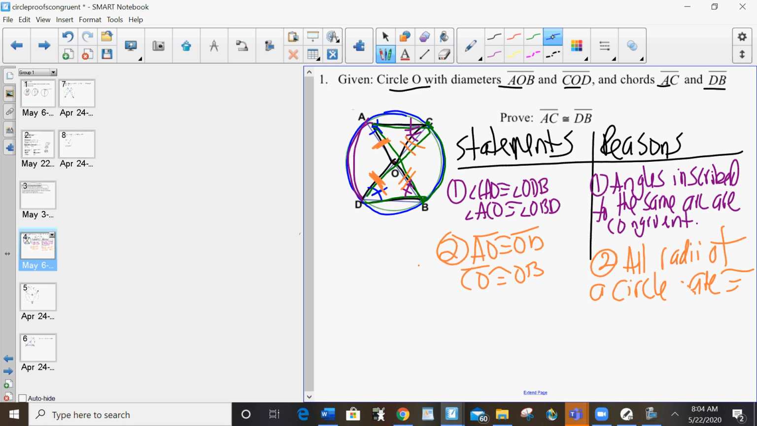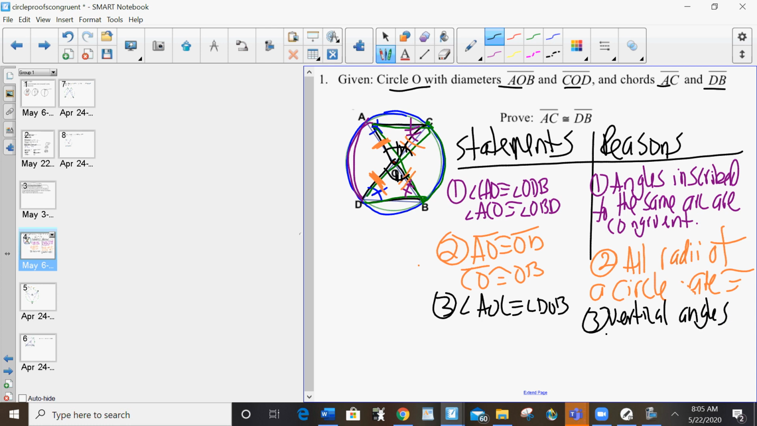Additional tools, I see vertical angles. So I can state that angle AOC is congruent to angle DOB. Vertical angles are congruent. So I've got more than enough information. I have 5 things. I can't get the 6th. There's no reason. I don't know that AC is, actually I do, but we're going to not pretend I don't.